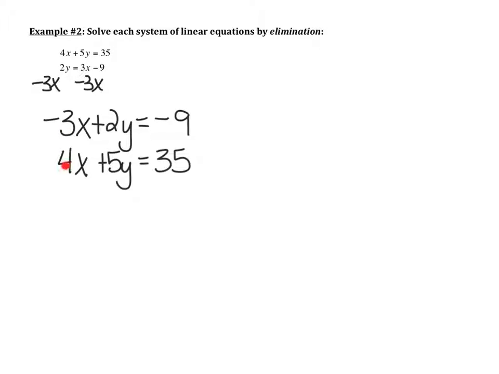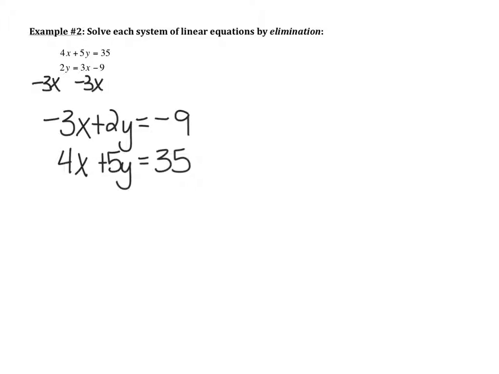Since 3 is smaller than 4, I'm going to look at the 3 and think about if I could multiply 3 times something simply to get the opposite of 4, but I can't. 3 doesn't go into 4. Same thing with the 2 and the 5. The 2 does not go into the 5. So in this case, I'm going to have to multiply both equations by a number as opposed to in the last example where I was able to just multiply one.